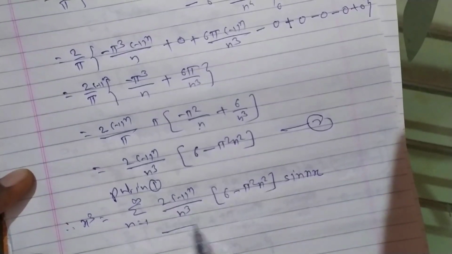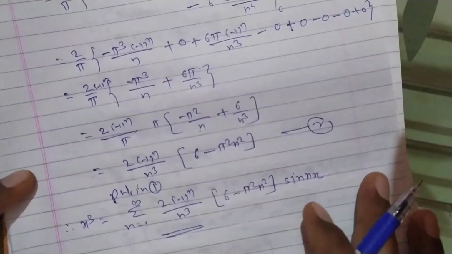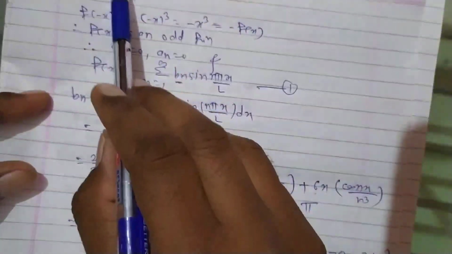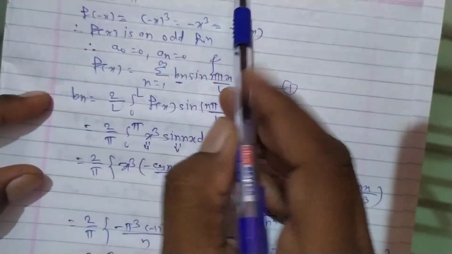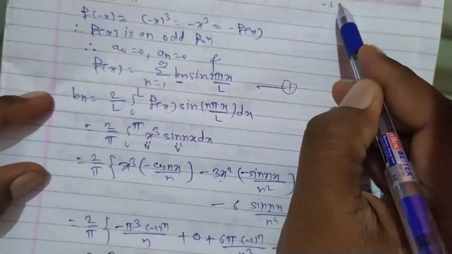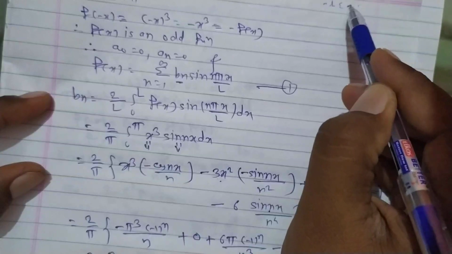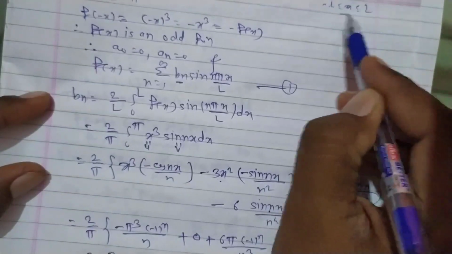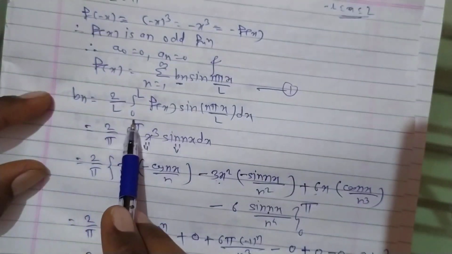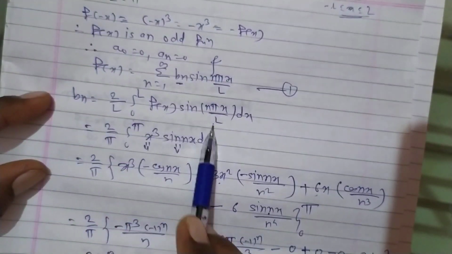Okay, now you try this problem at home. Take the same problem, find the Fourier series of f of x is equal to x cube in the interval minus L is less than or equal to x is less than or equal to L. Means instead of pi use L only. Here this formula is as it is, use this L only.